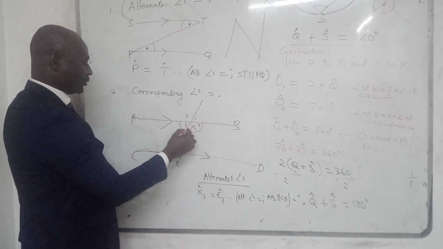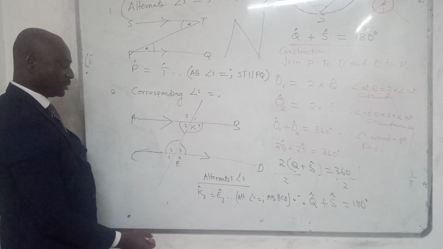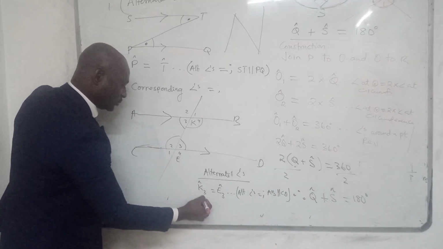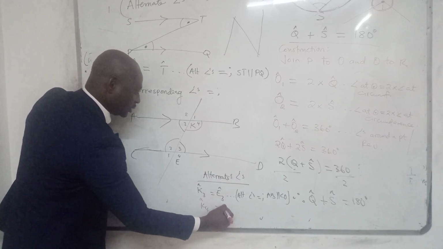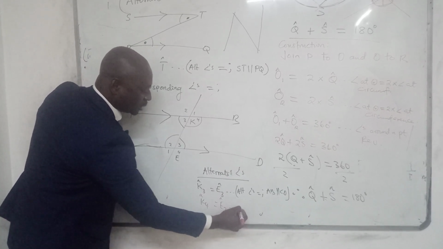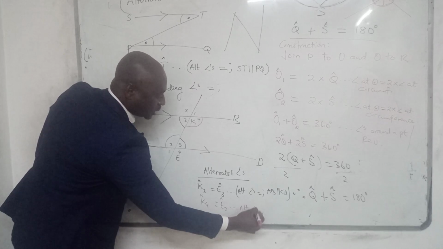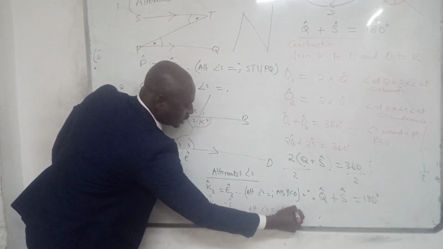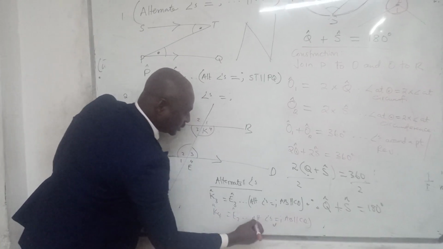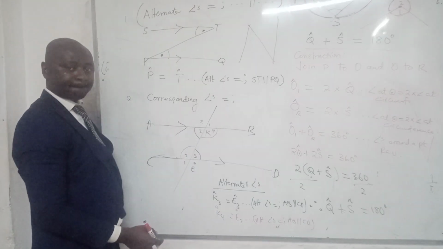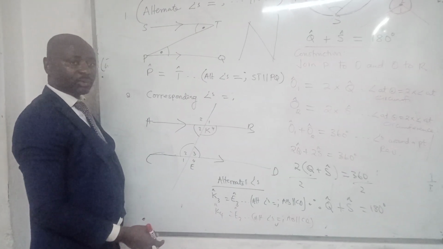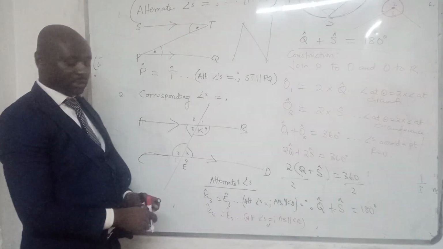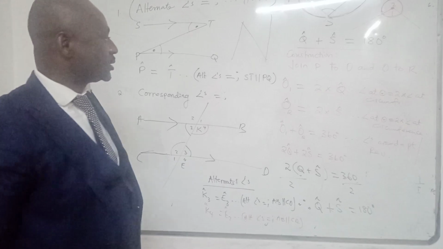Angle K4 is alternating with angle E2. So angle K4 is equal to angle E2. That is also another alternate angles equal because AB is parallel to the line CD. We got that. And then the next one is finished. There's no other alternate angles.